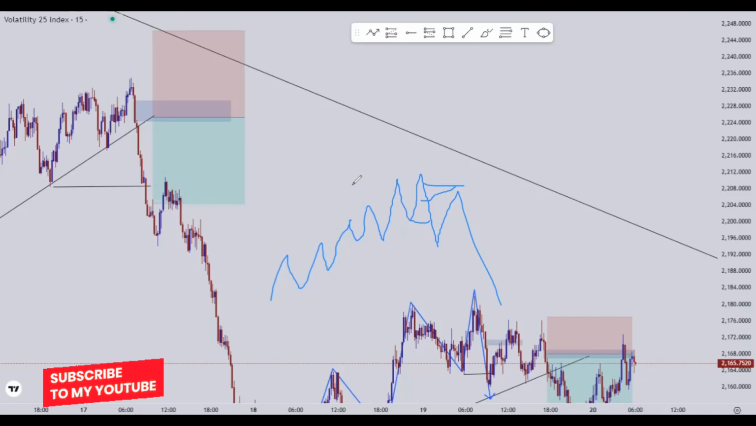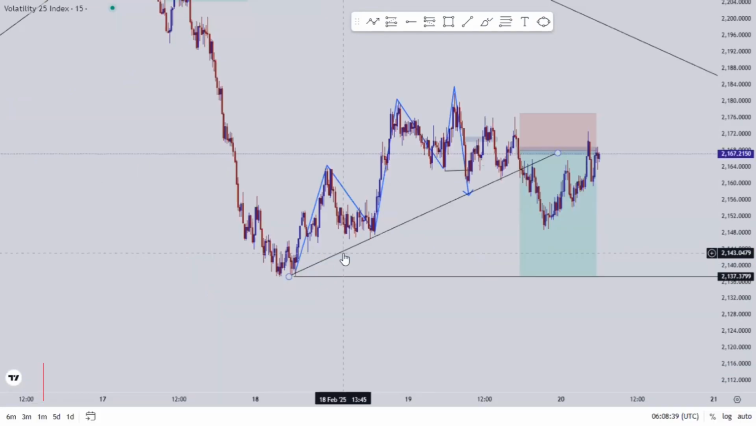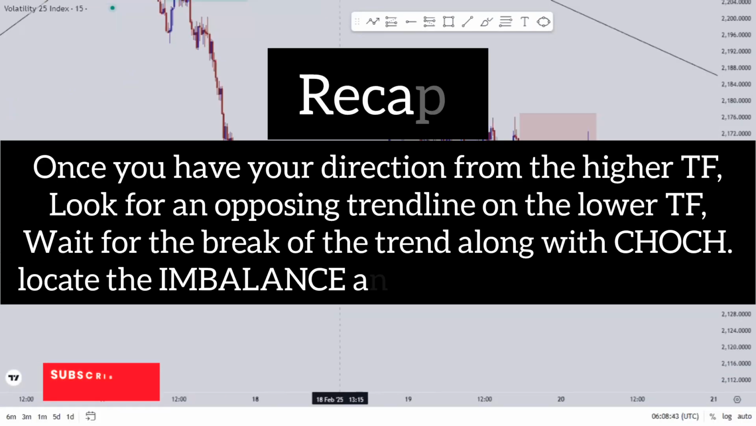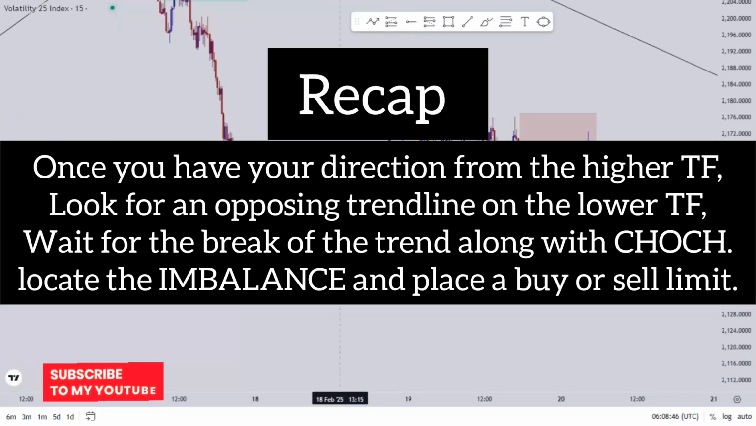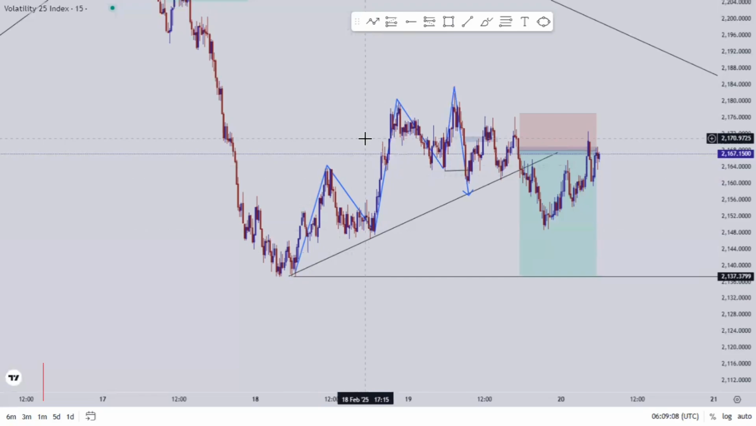So don't just use a trend line break as a reason to enter a trade. No. In recap, once you have your direction from the higher time frame, look for an opposing trend line or a trend on the lower time frame. Wait for a break of that trend line alongside a change of structure. Then execute your trade on that particular price action. With this, you have a comprehensive entry rule or strategy, trading the trend line strategy.